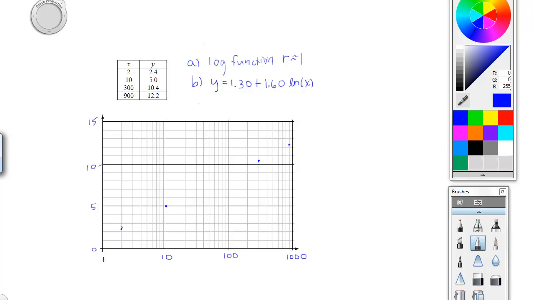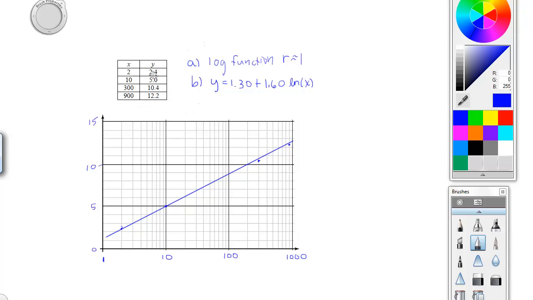And if you've done this right, you should be able to use a ruler and connect all of your points to form a straight line. Mine are just a little bit off. I don't know what happened here. Let's see. Over 100, 200, 300, and up 10.4. So that's pretty good.